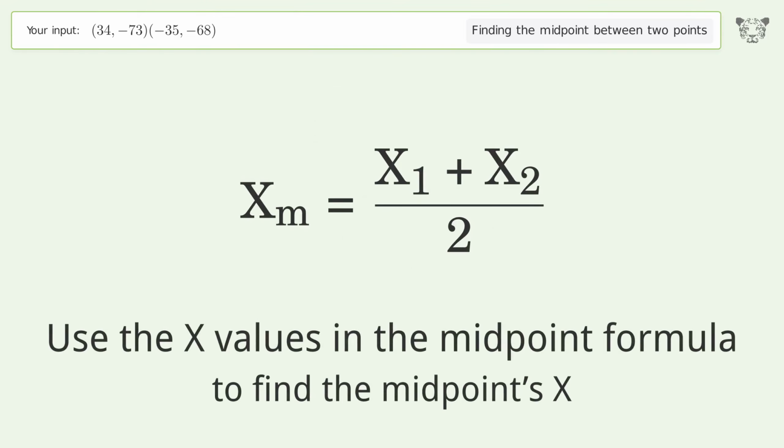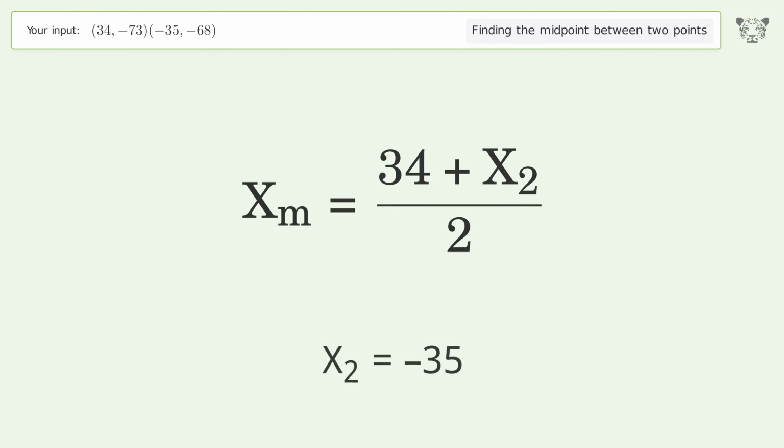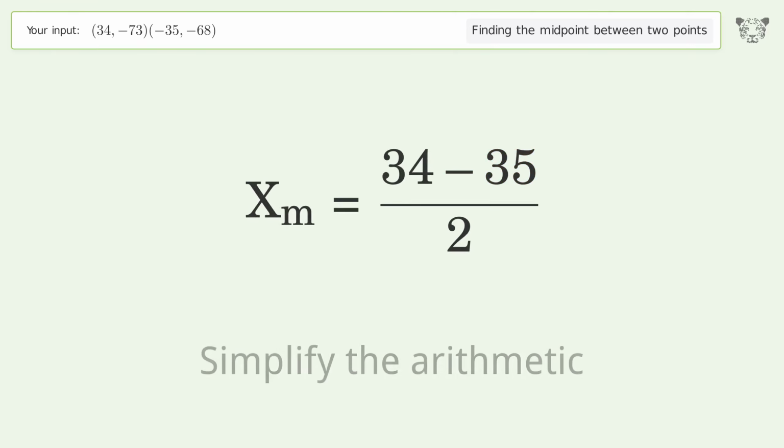Use the x values in the midpoint formula to find the midpoint's x. x1 equals 34. x2 equals -35. Simplify the arithmetic.